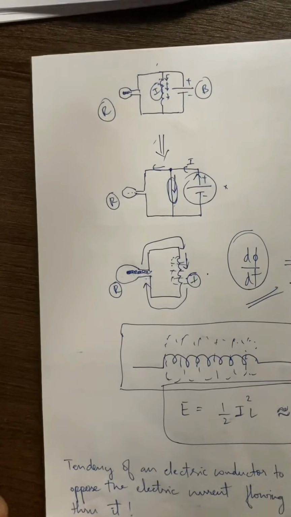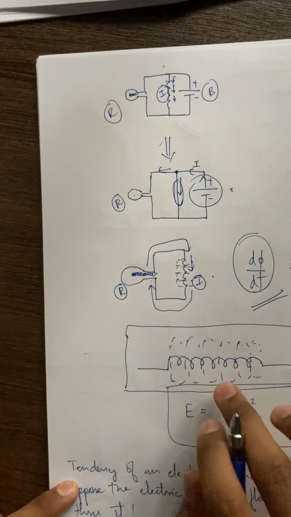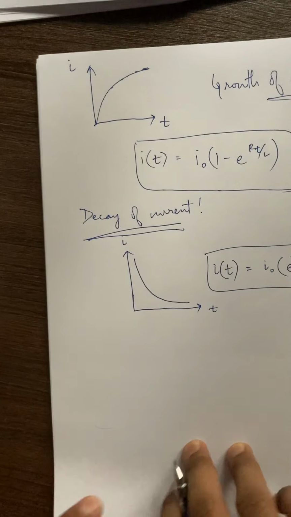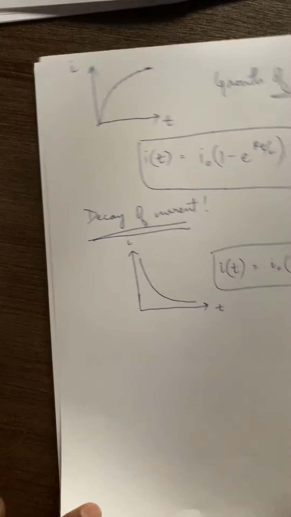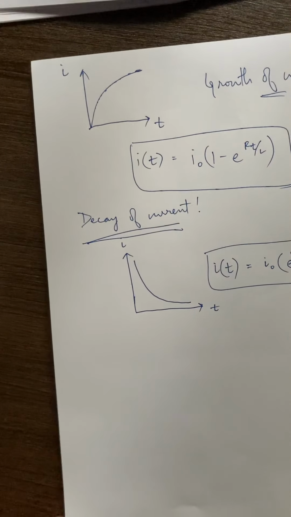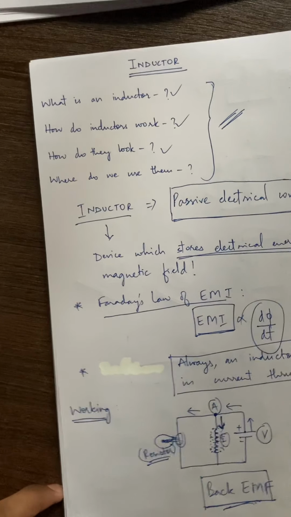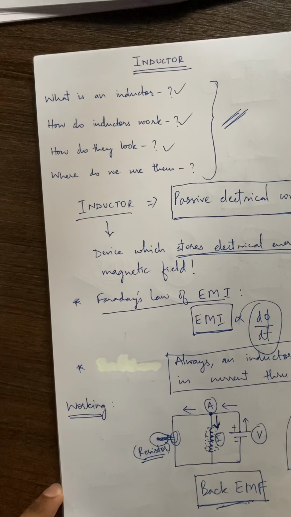Let's recap. This is the expression for the energy stored in the magnetic field that is induced in the inductor. Yeah, that's it. I think that should do it, guys, for this video, because I've covered almost everything here. What is an inductor? How do inductors work? How do they look? And yeah, one more question. Where do we use them?